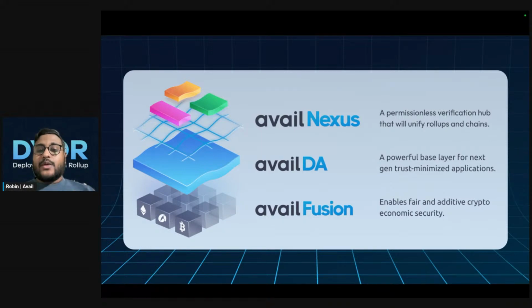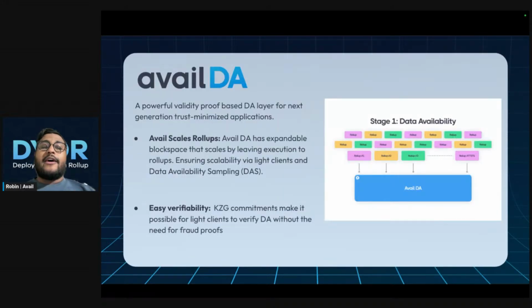We have Avail DA, which is a data availability layer for rollups and trust-minimized applications. Then we have Avail Nexus, an interoperability layer on top of Avail DA that allows you to connect different rollups with each other and have them talking to each other. And then we have Avail Fusion, which allows you to have additive cryptoeconomic security for your rollups as well. But for this hackathon, we'll be focusing more on Avail DA, the data availability layer.